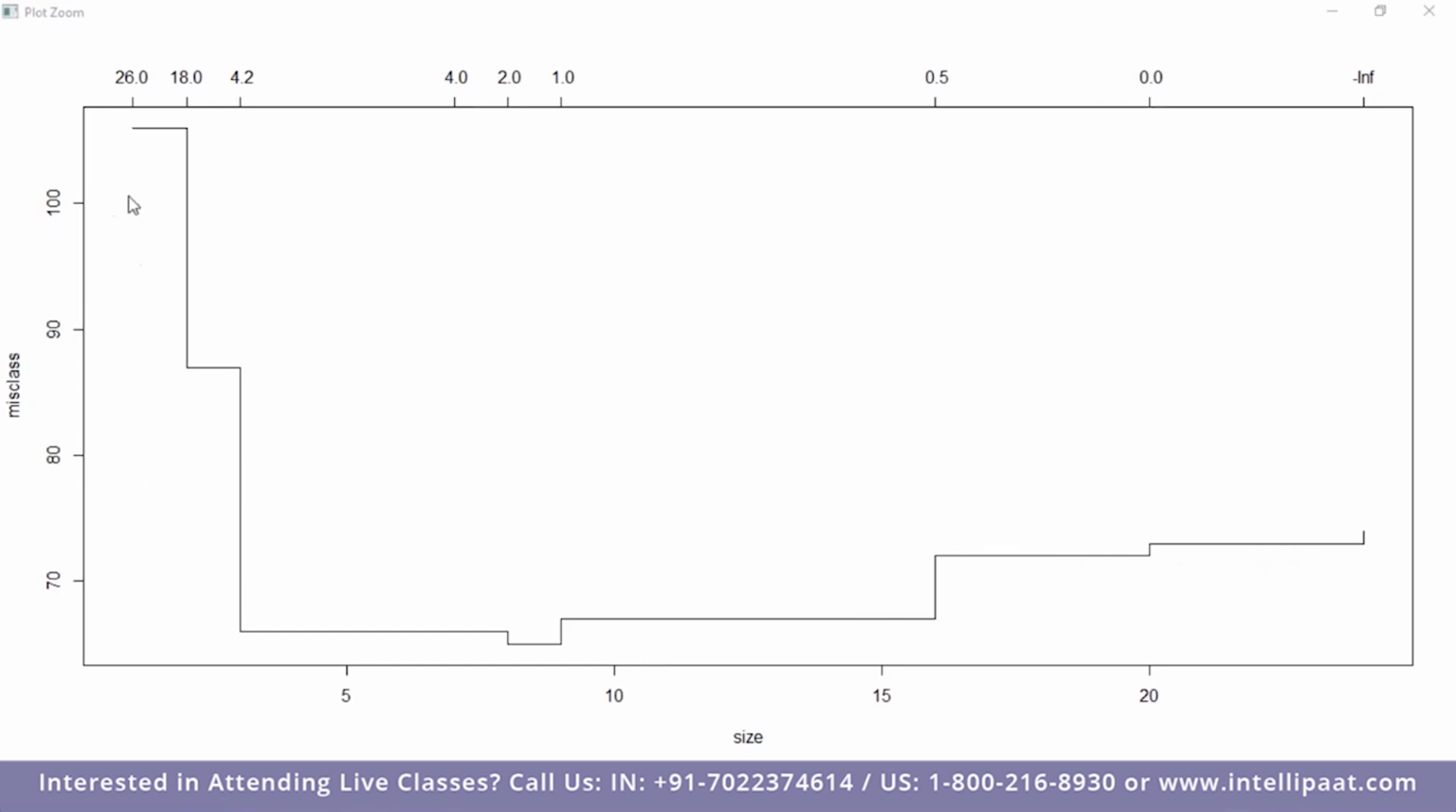Initially where there were like 2 or 3 nodes, there was a very high misclassification. When the number of nodes reached around 15 or 16, then we had the minimum misclassification rate. And after that, when we kept on splitting, there was actually an increase in misclassification. So what we can find out is the ideal number of nodes would be somewhere around 15. Right. So this is how we prune our tree.